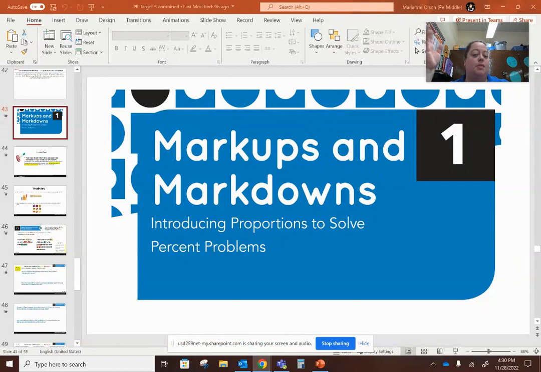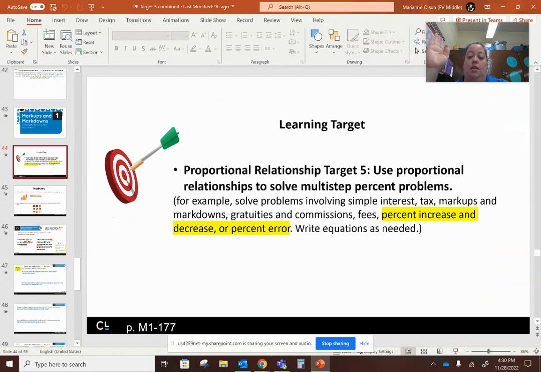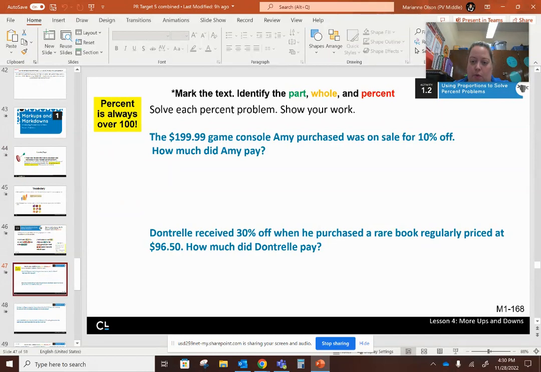We are starting with markups and markdowns. You should have your PowerPoint. If you don't, please ask for one. It's a new one. Now, this is still working on this target. So, after this lesson, we are done with target 5. In particular, how do I get a 3? I use proportional relationships to solve multi-step percent problems. Or I answer these level 3 questions.